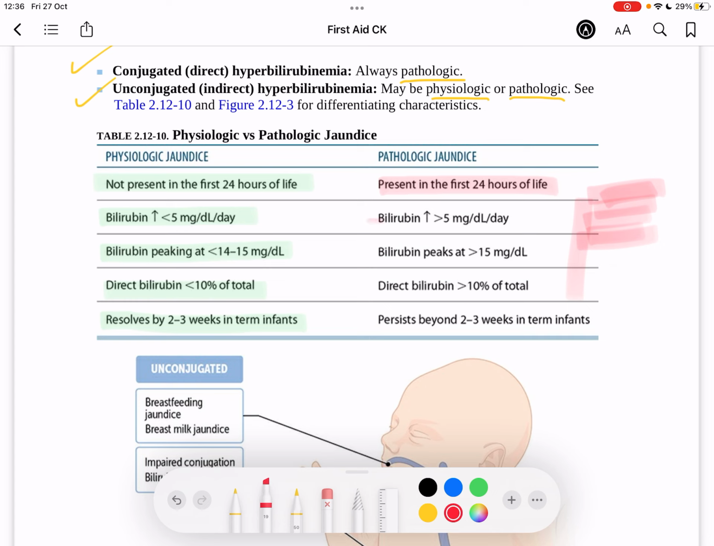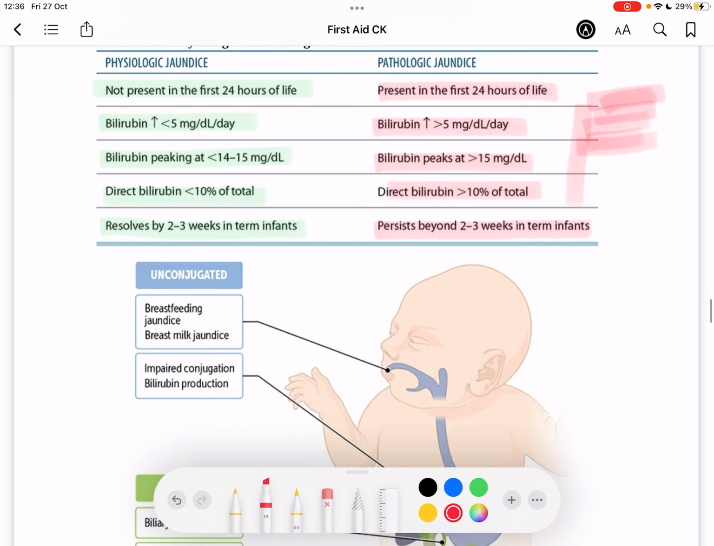If the bilirubin increases more than 5 milligrams per deciliter a day, if the bilirubin peaks more than 50 milligrams per deciliter, if the direct conjugated bilirubin is more than 10% of the total, this is pathological, and if it persists beyond 2 to 3 weeks to a month, okay? These are the red flags that should be telling me that this is pathological jaundice.